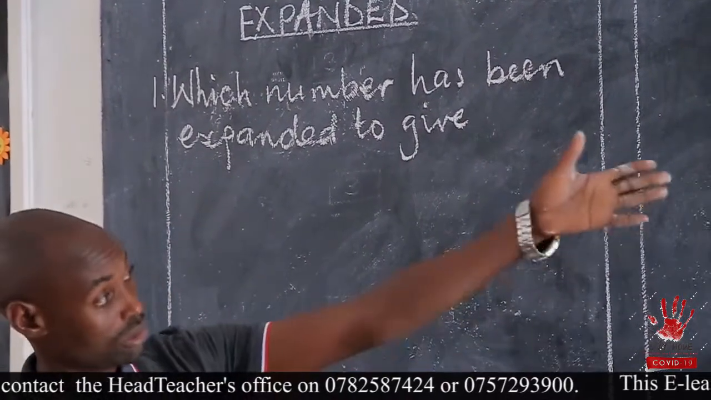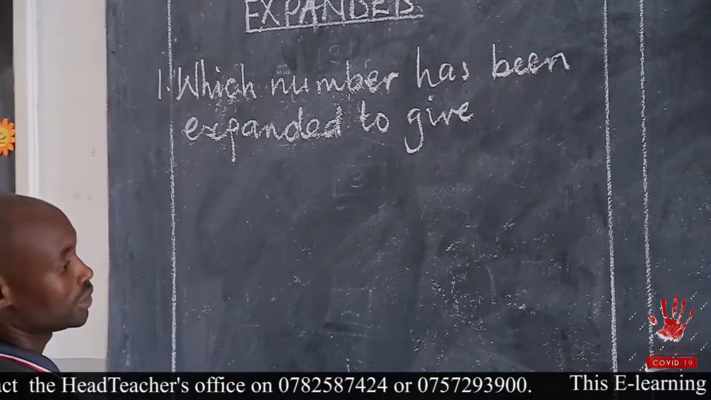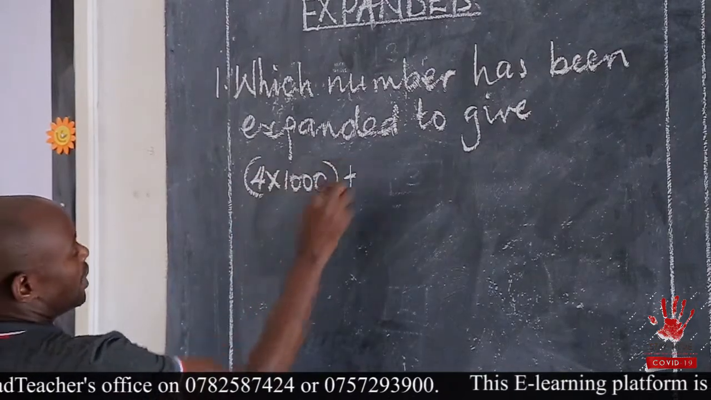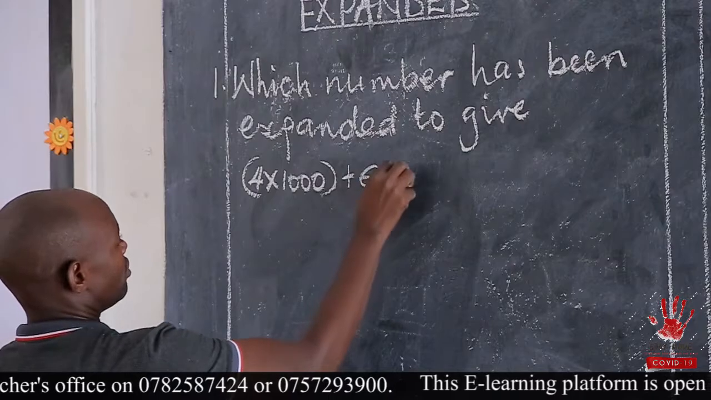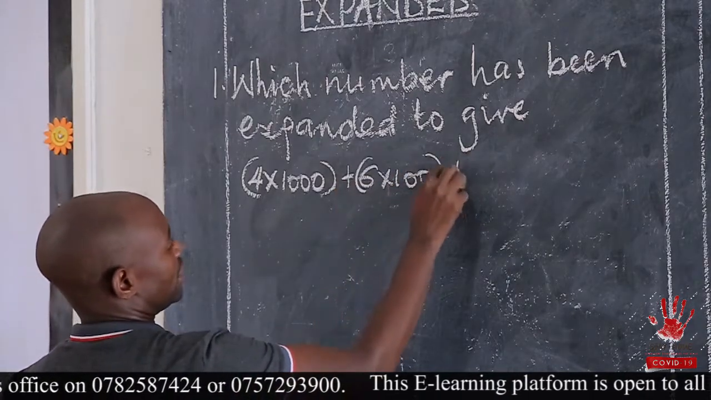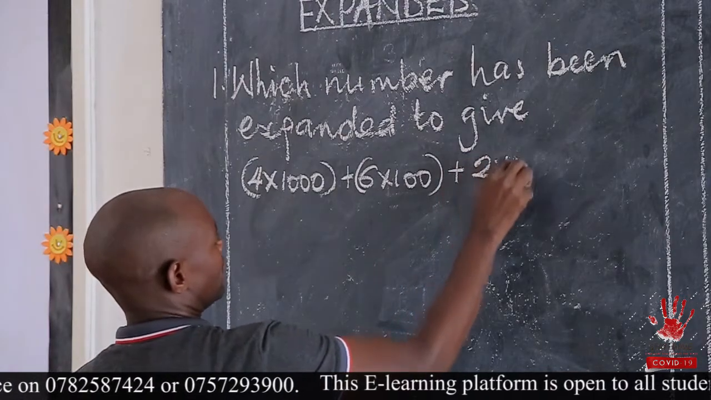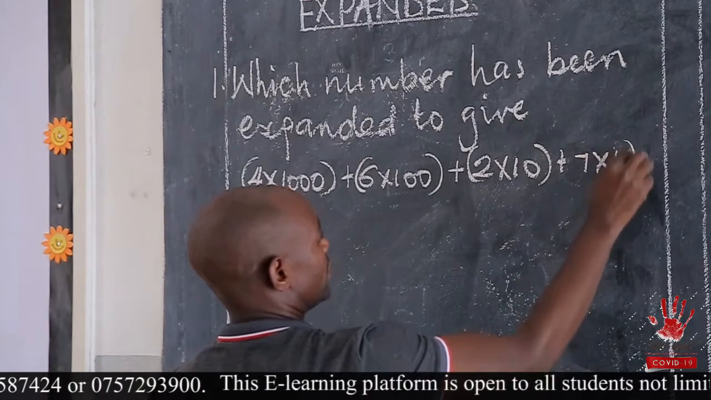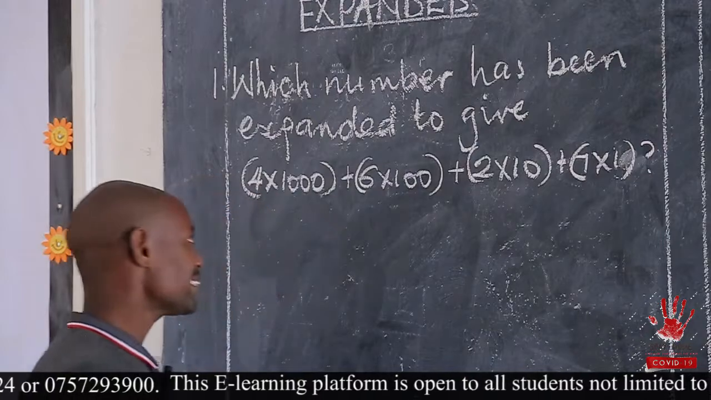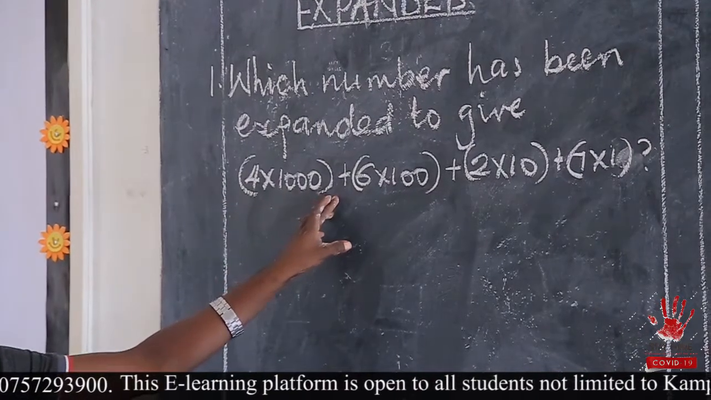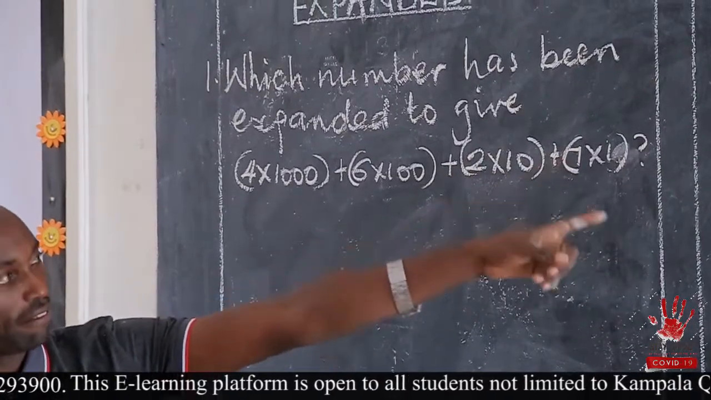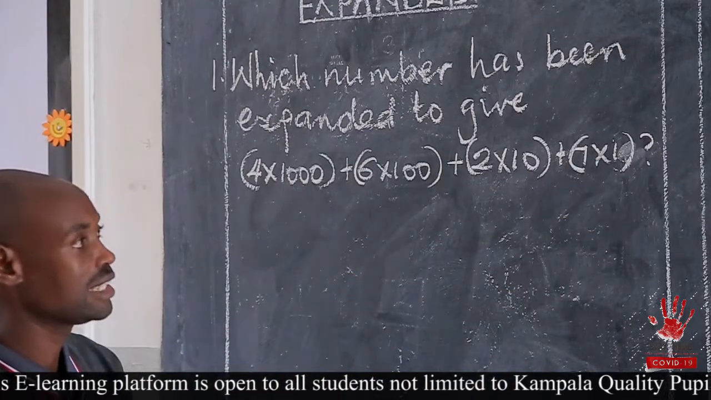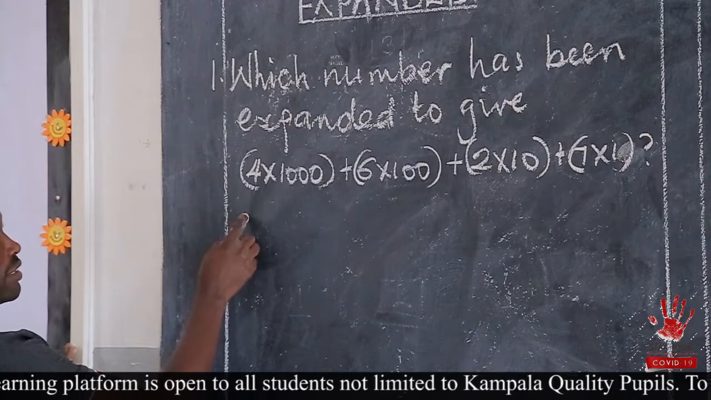I can pick one method of expansion. Let me pick the second one. We have 4 times 1,000, plus 6 times 100, plus 2 times 10, then plus 7 times 1. So I'm asking, which number has been expanded to give this? And you can see the number is 4,627. So how do we get back the number? We are going to get values.